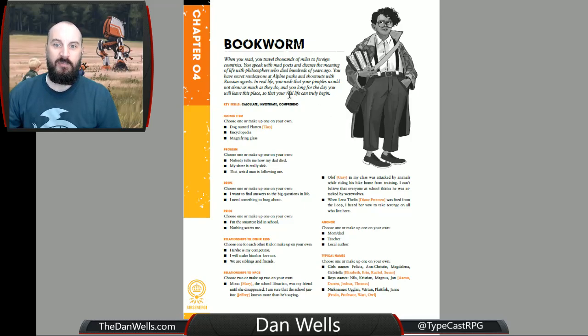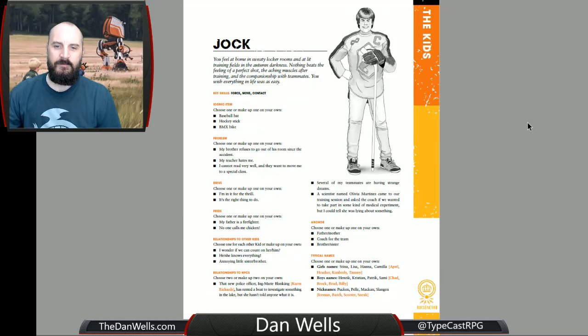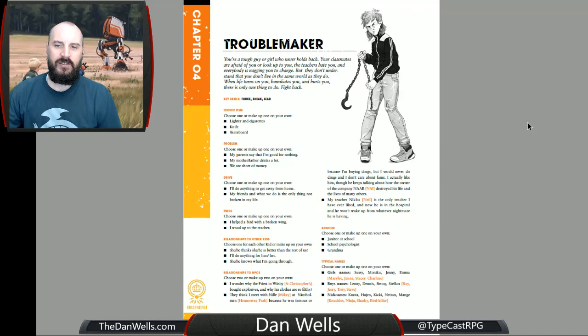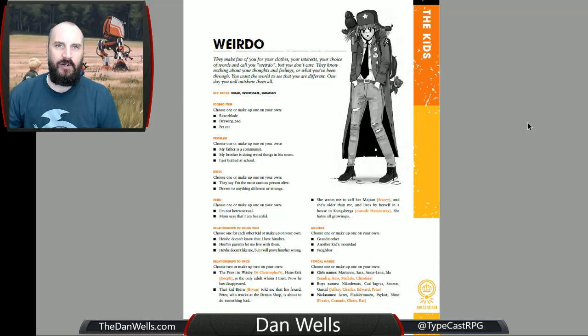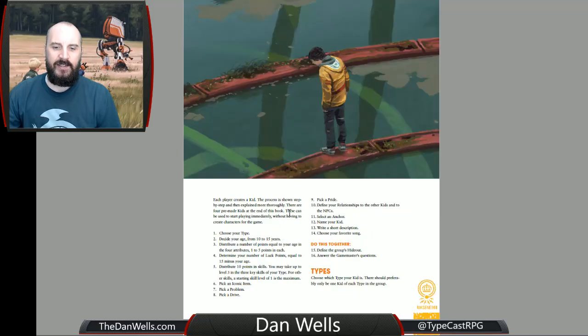So, this is the bookworm. There is the computer geek, the hick, the jock, the popular kid, the rocker, the troublemaker, and the weirdo. And they all are constructed in this same kind of basic model. And so the first thing you do is you decide your age. You can be anywhere from 10 to 15 years old. And you will get 15 points worth of stuff.